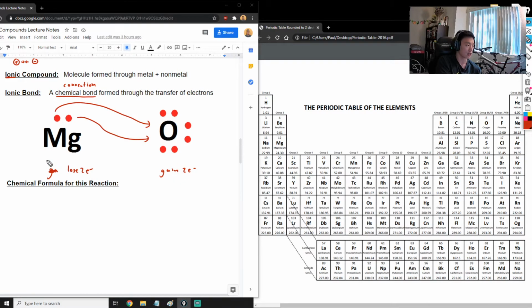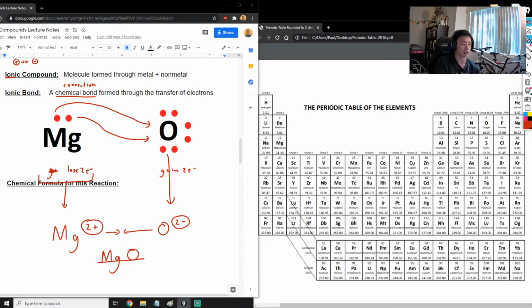Oxygen wants to gain. And so what happens is Mg is going to lose 2 electrons and it's going to turn into Mg2 plus. O is going to gain 2 electrons and it's going to become O2 minus. Now if you notice, it's positive 2, negative 2. And so they're going to attract and they balance each other out and they form MgO. So this is the chemical that's going to be made.